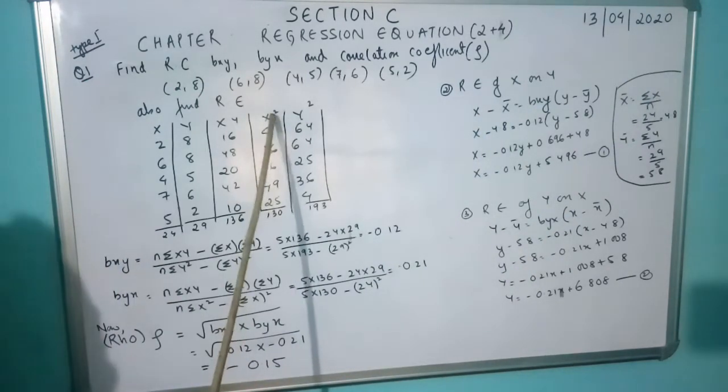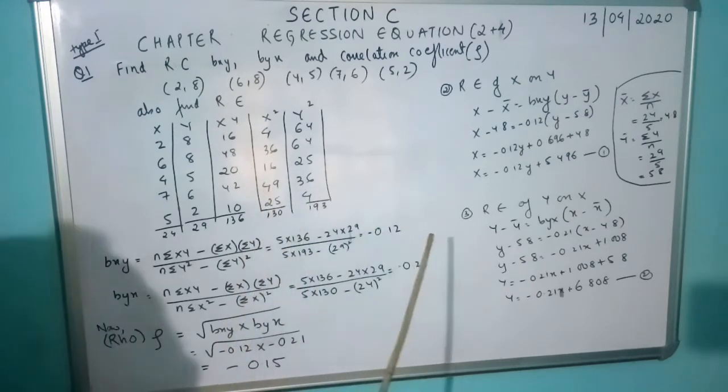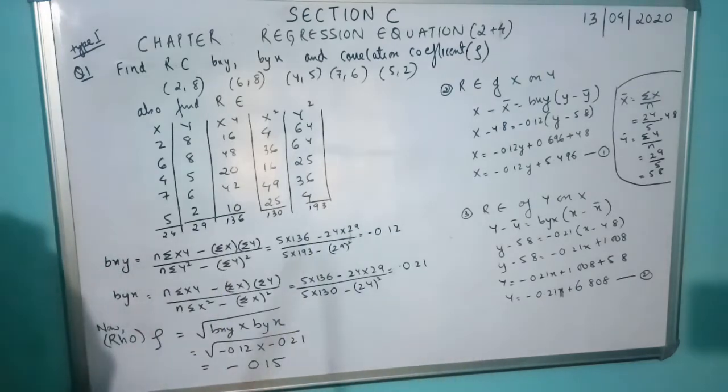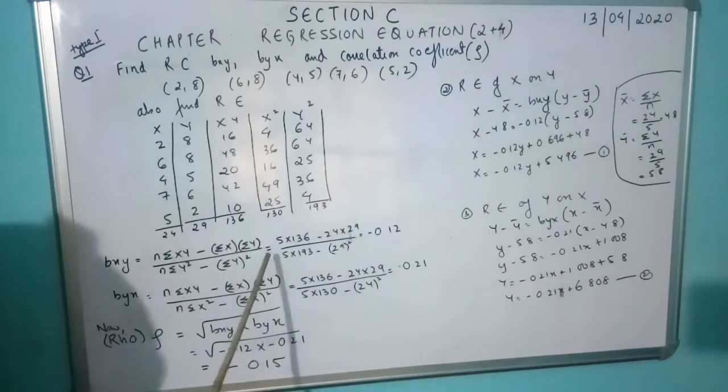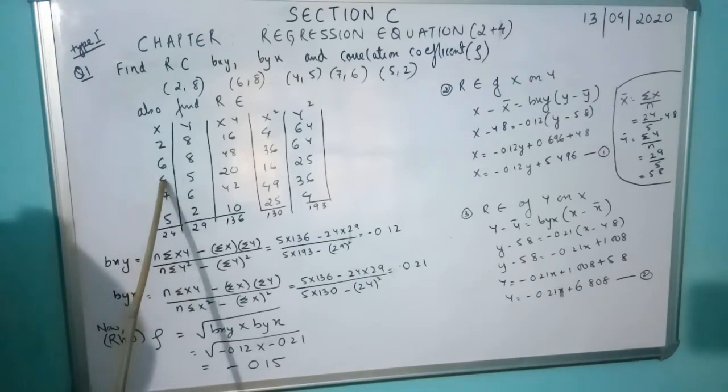Summation x square means 4 plus 36 and so on, so you get 130. I've already calculated for you all. Summation y square is 193. The only thing out here which could be confusing is n. n means the number of terms. How many terms are there? 1, 2, 3, 4, 5. So n equals 5.